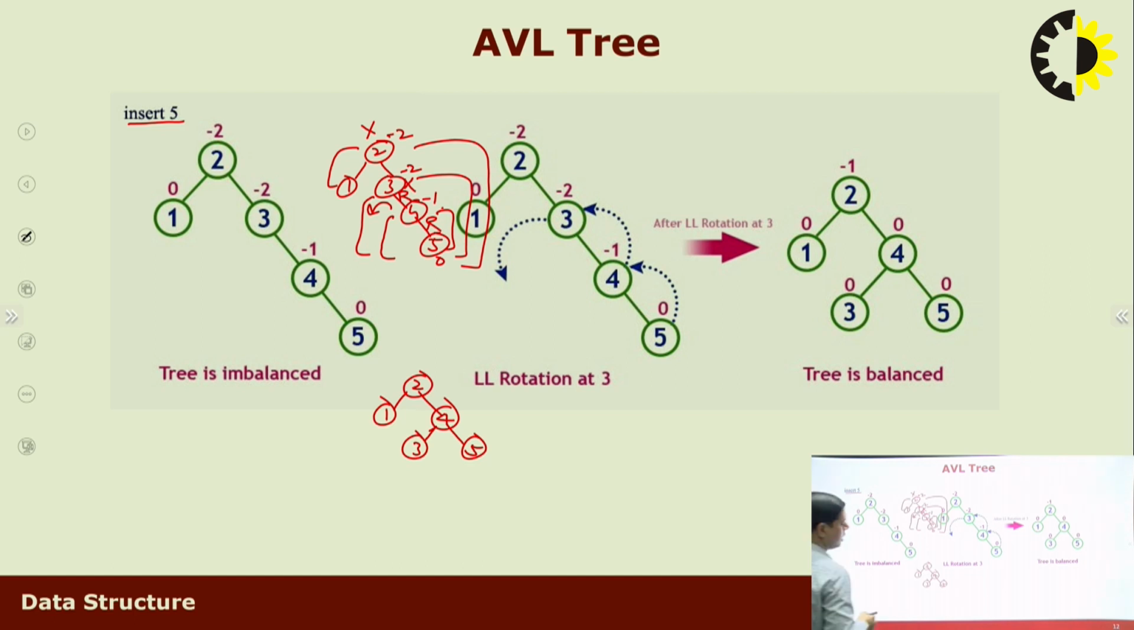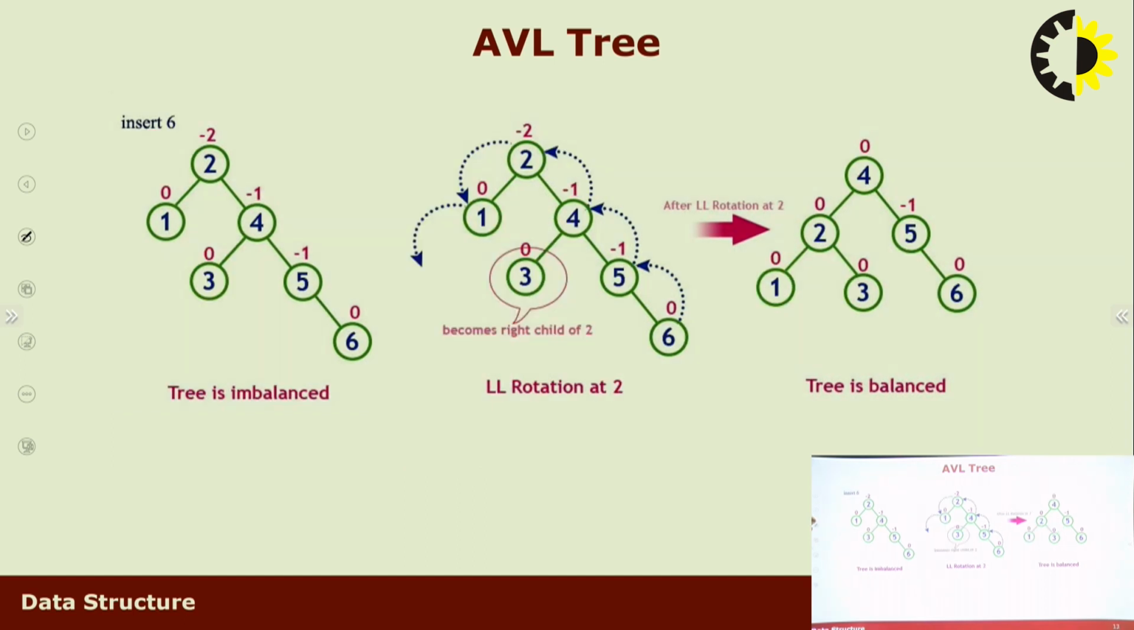Now we can check the balancing factor. Balancing factor of node 3 is 0, 5 is 0, 4 is 1 minus 1, that is also 0, and the root is 1 minus 2, that is minus 1. That means now the tree is balanced. After that, we have to insert the value 6. And according to the binary search tree property, 6 will be inserted here.